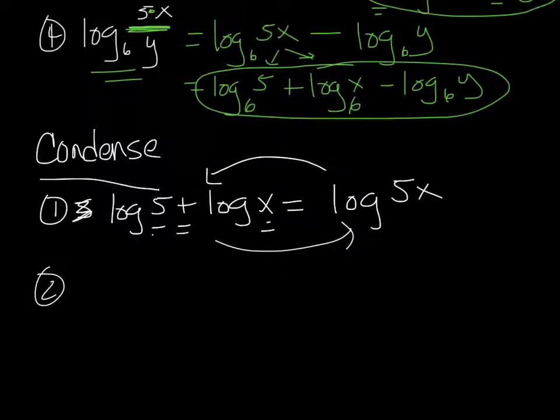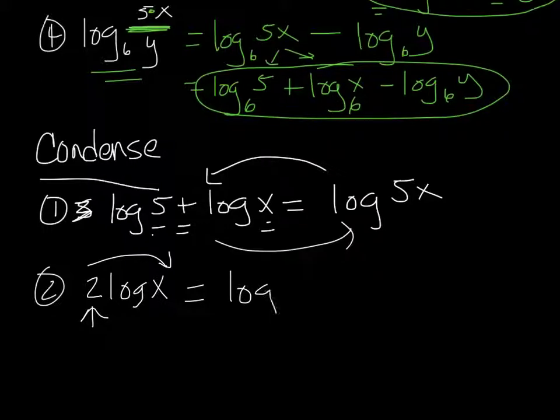Okay, one last example really quickly here. If I had 2 log x, I know that that 2 probably was an exponent when it was expanded, so to condense it, I'd move it back. Log of x squared.